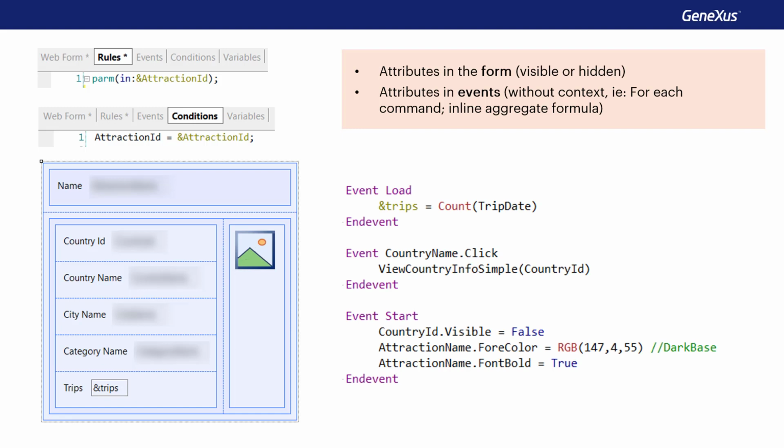In this example, we have three programmed events. The first one we see is the load event, which, as we know, will be executed only once or n times, depending on whether or not Genexus finds a base table for the web panel.